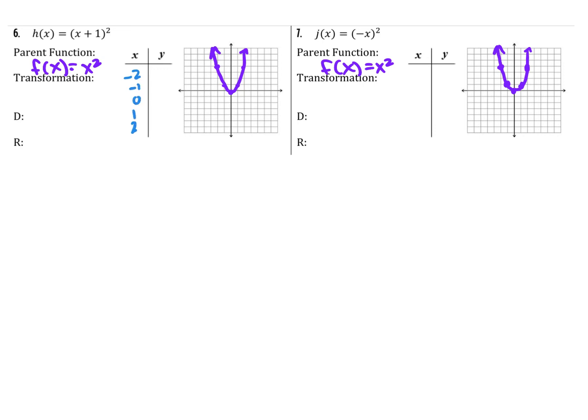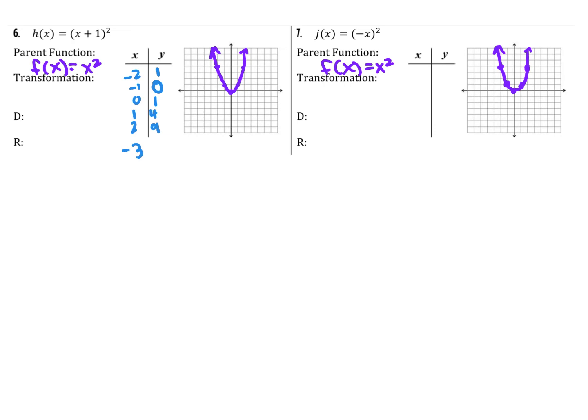If I plug -2 in, -2 plus 1 is -1, squared is 1. If I plug -1 in, I get 0, squared is 0. If I plug 0 in, I get 1. If I plug 1 in, I get 2, squared is 4. If I plug 2 in, I get 3, squared is 9. I'm not sure that's going to fit on my graph, so I'm going to plug one more value in.